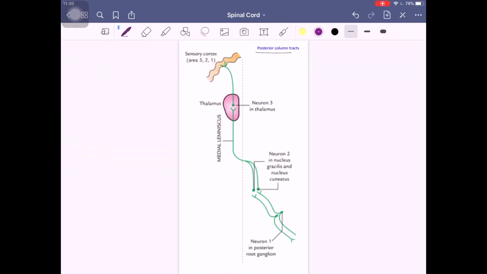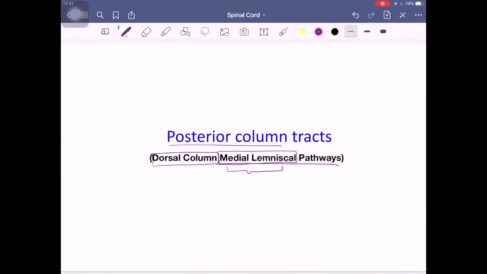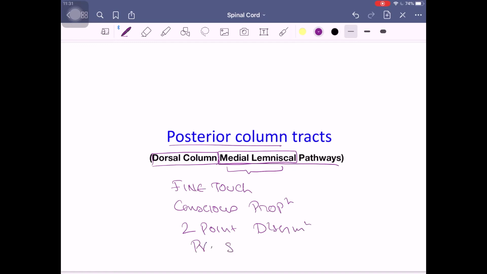Now a simple line diagram: they start with the first neuron, the dorsal root ganglion neuron 1, starting from the receptors. And what information is carried by the posterior column pathway or dorsal column pathway? They carry fine touch or discrimination, then conscious proprioception, two-point discrimination, pressure sense, vibration sense, all of it.